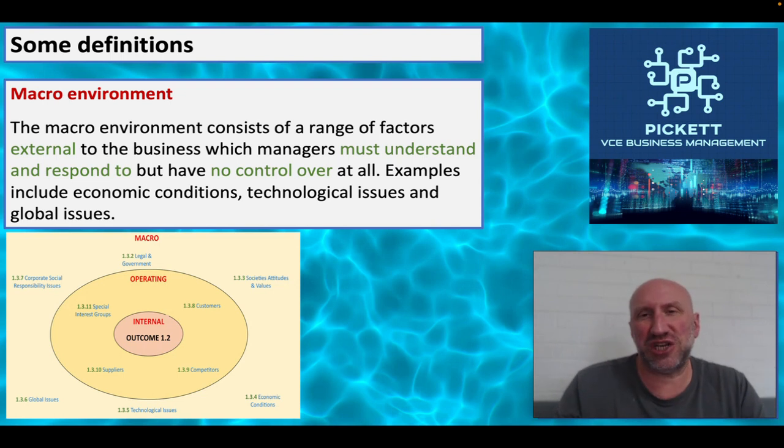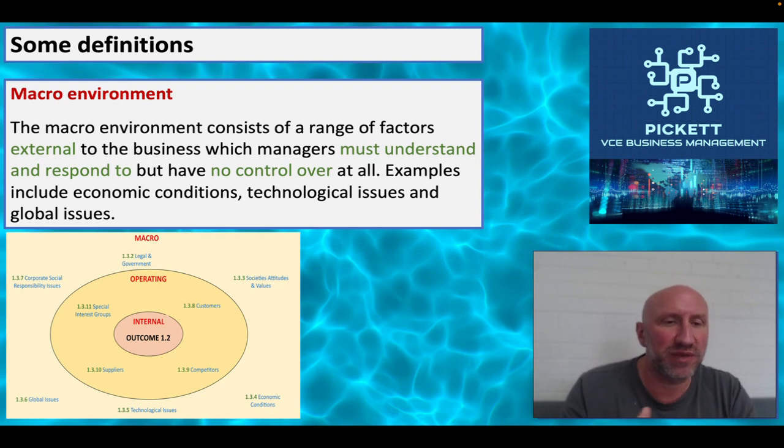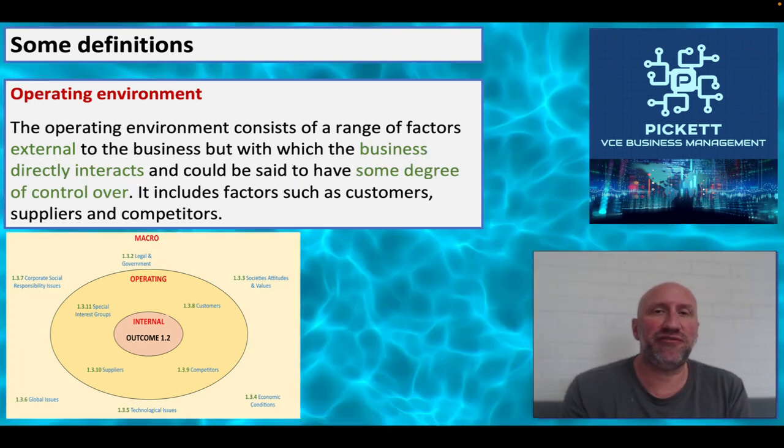And to finish our definition, we might just want to throw in a few examples that we see in a diagram and the ones that we're going to cover in this outcome. Examples include economic conditions, technological issues, and global issues. You wouldn't need to include all 6 of them or 7 of them, whatever there, but just a couple to demonstrate your understanding.